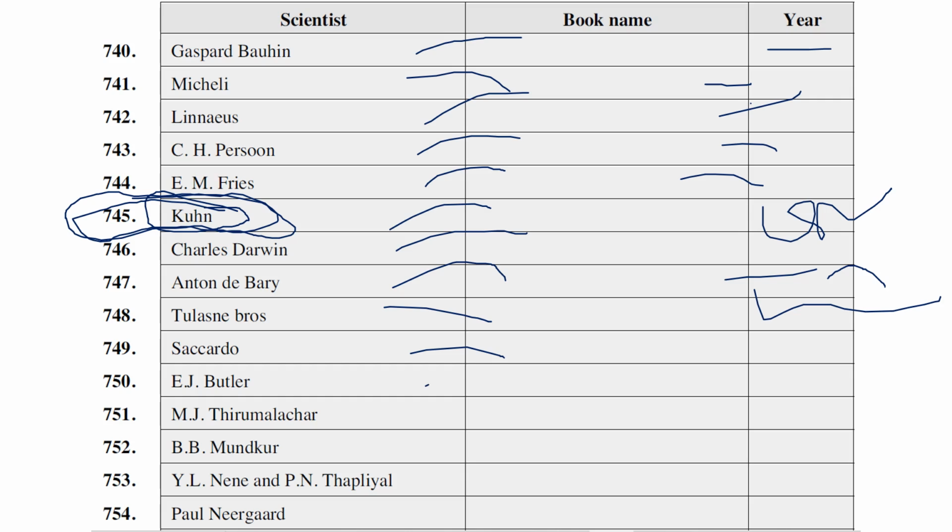E. J. Butler wrote Fungi and Disease in Plants, 1918. Thirumalachar, Antibiotics in Plant Disease Control, probably 1970s or 1980s, I'm not exactly sure. B. B. Mundkur wrote Fungi and Plant Diseases, 1948. Y. L. Nene and P. N. Thapliyal, Fungicides in Plant Disease Control, 1971. Paul Neergaard wrote a book called Seed Pathology, 1977.